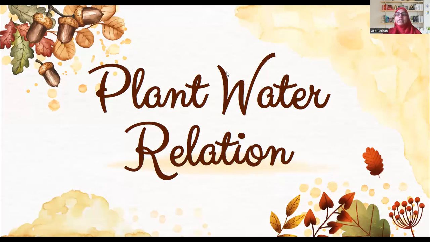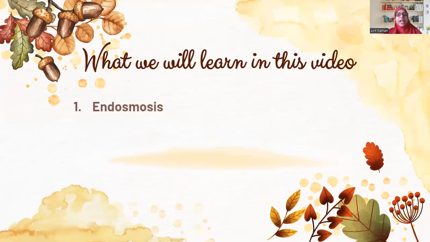So welcome to another video of plant water relation. In the previous video, we were talking about the various mechanisms of water absorption by the plant, that is the root system. Like diffusion we discussed, and then we also discussed osmosis. Now, in continuation to that, we will be discussing the types of osmosis.